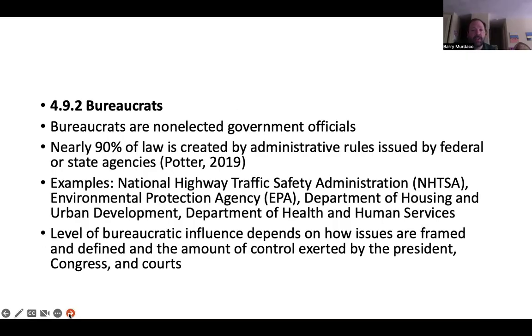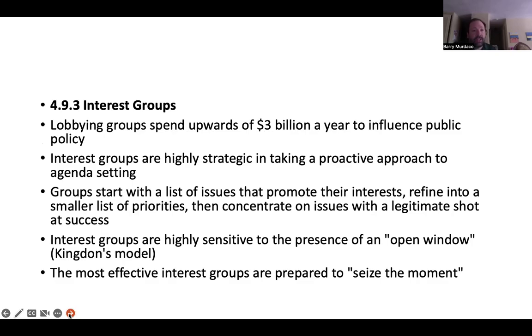Bureaucrats are non-elected government officials. Nearly 90% of laws are created by administrative rules issued by federal or state agencies. For example, the National Highway Traffic Safety Administration, the Environmental Protection Agency, Department of Housing and Urban Development, and Department of Health and Human Services. Level of bureaucratic influence depends on how issues are framed and defined and the amount of control exerted by the president, Congress, and courts. Interest groups.